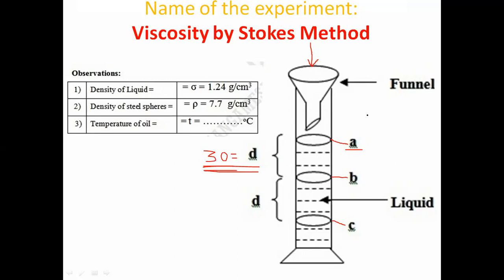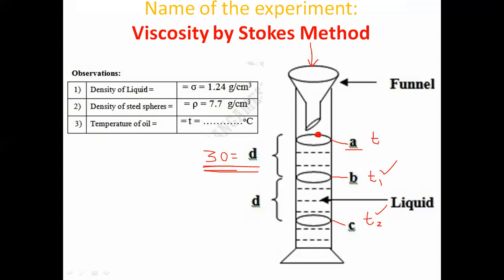So when the sphere reaches point A, you have to switch on the stopwatch, that is note the time T. Then when this sphere reaches B, note time T1, and when the sphere reaches C, then note the time T2. And this T1 and T2 you have to write in the observation table.